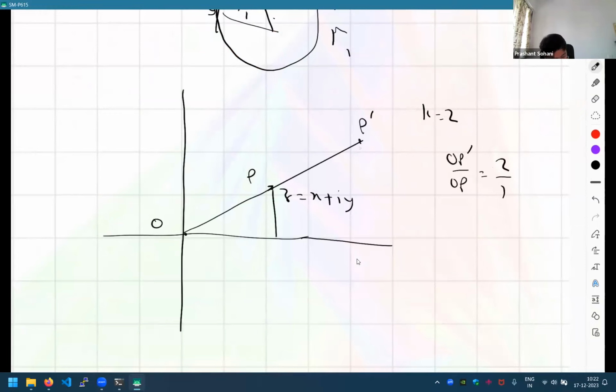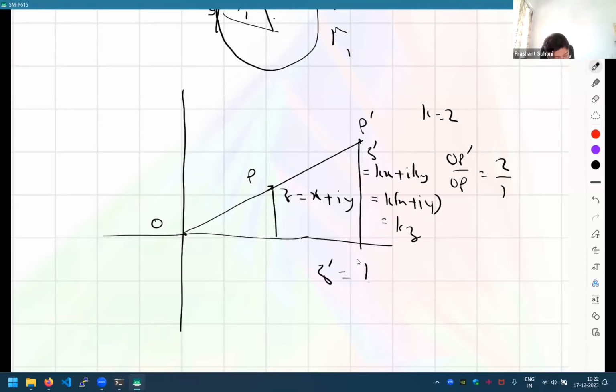So when will this be true? If I multiply both the x and y coordinates with the same ratio. Therefore, the new point Z dash has to be kx plus i times ky. Or in other words, if I take k common, k times z. So homothety is just multiplying with a real constant.